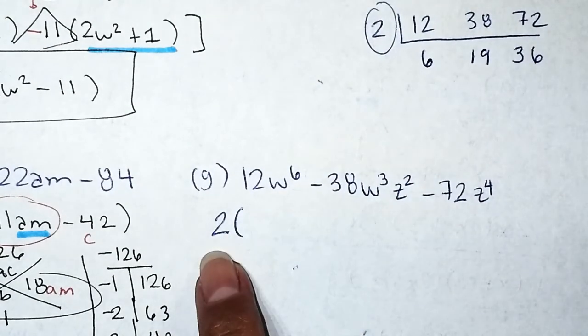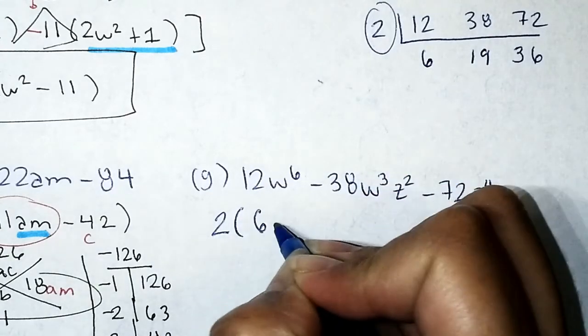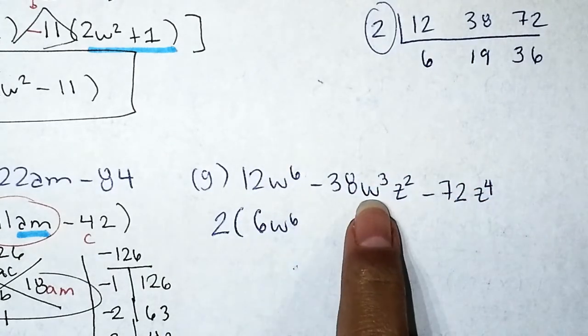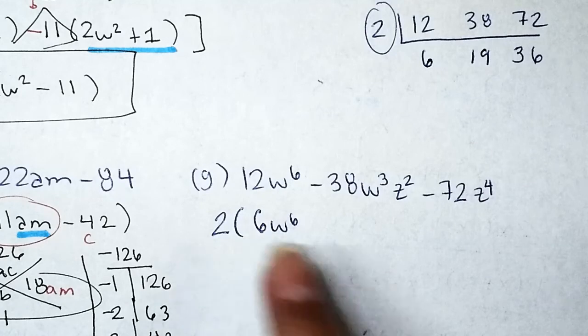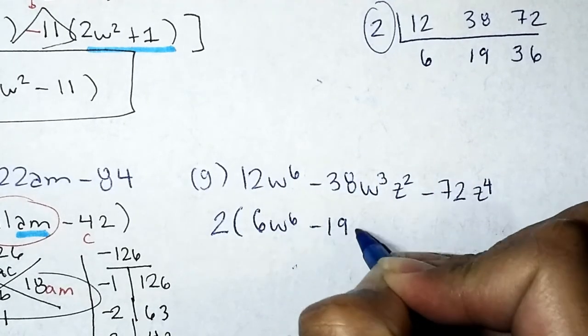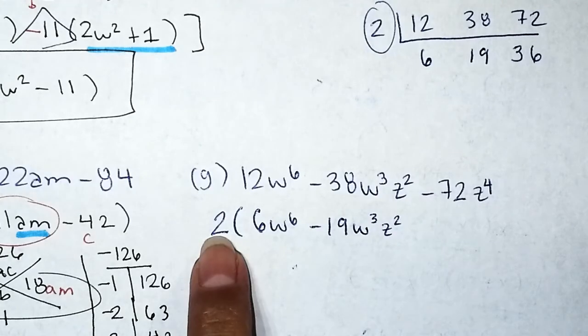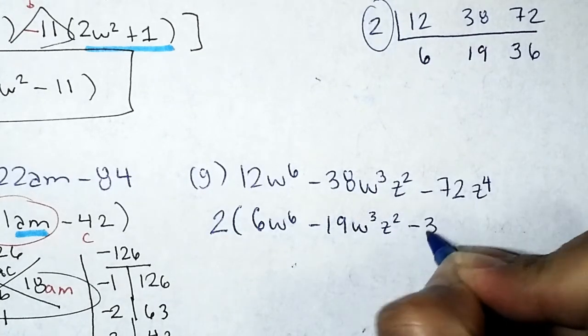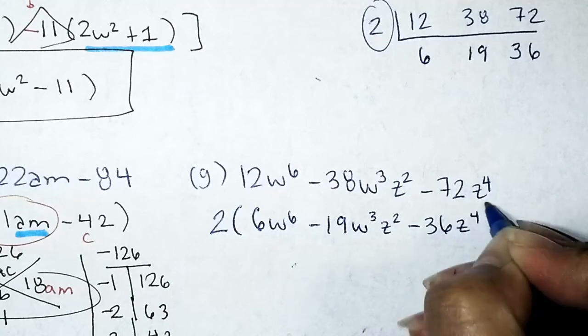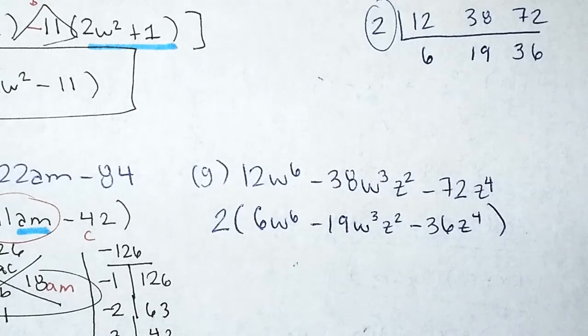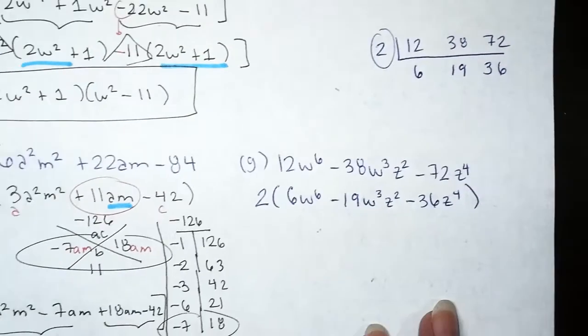First term over common factor, that will leave us with 6w to the 6th. Second term over common factor, that will leave us with -19w cubed z squared. Third term over common factor, that will leave us with -36z to the 4th. So we have factored, but did we do it all the way or completely? I really don't know.